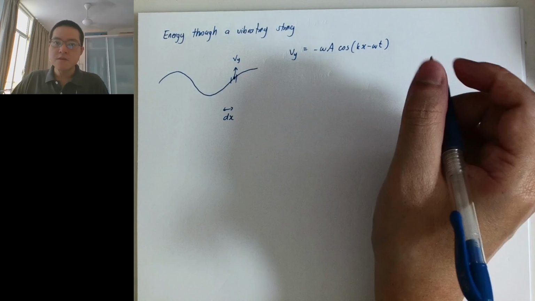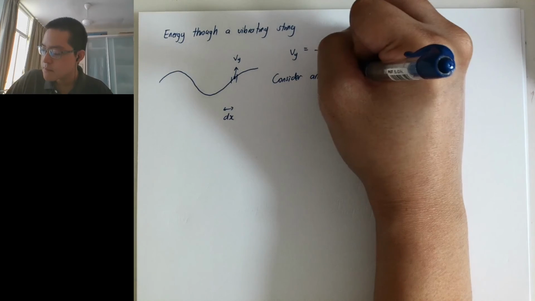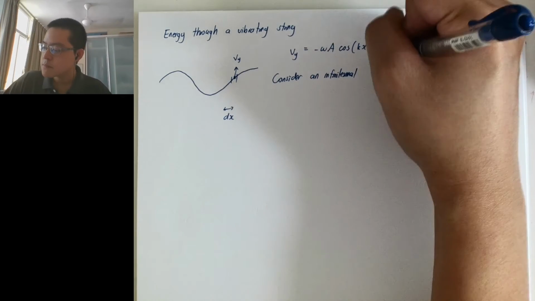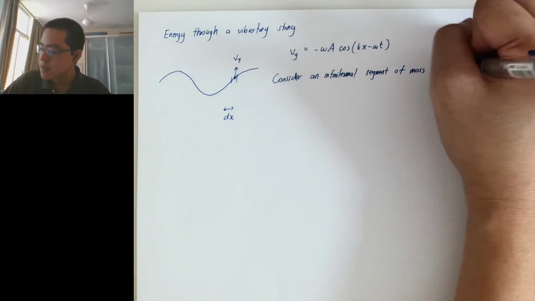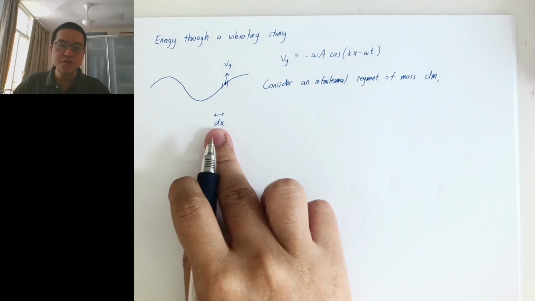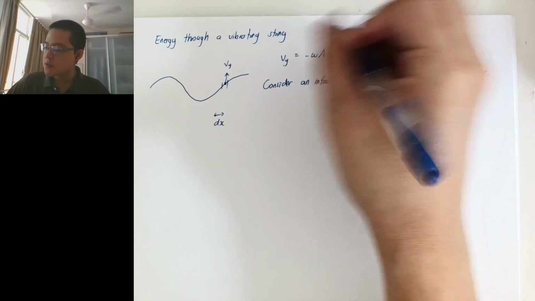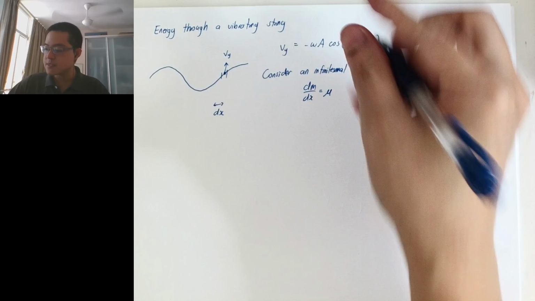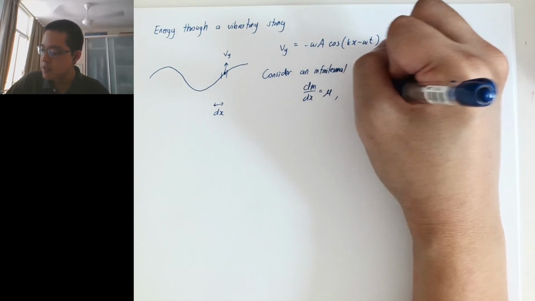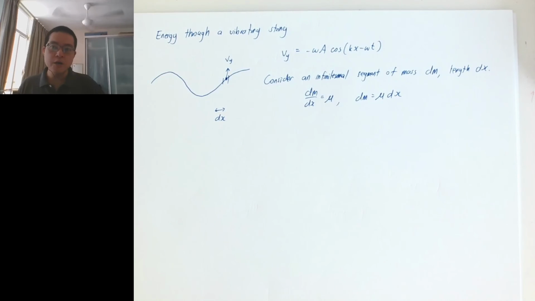Okay, so let's consider a segment of mass dm, and the short length is dx. Therefore dm over dx is mu, a constant. I'm going to use this later, and dm is actually mu times dx. What I'm going to do now is calculate the energy of a vibrating string.